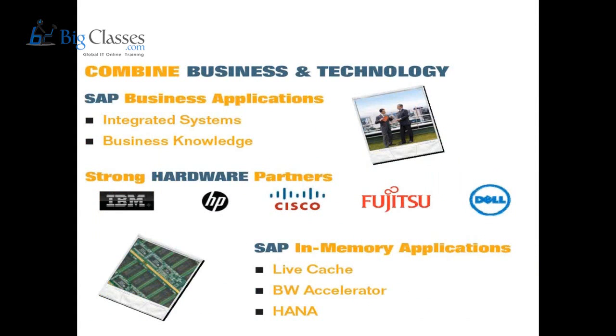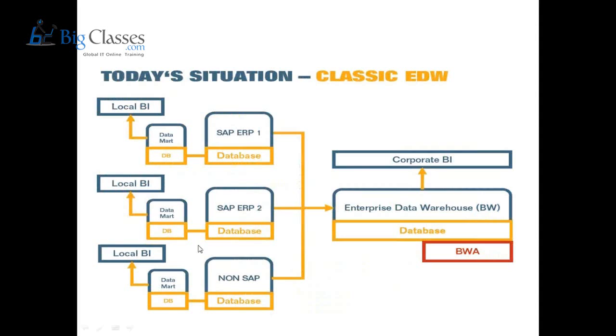So these are the different hardware vendors. We have IBM, HP, Cisco, Fujitsu, and Dell, and SAP in-memory applications: Live Cache, BW Accelerators, and SAP HANA. So it is an integrated system and business knowledge. It's both hardware and software innovation, and these are the hardware partners. And this is today's situation.